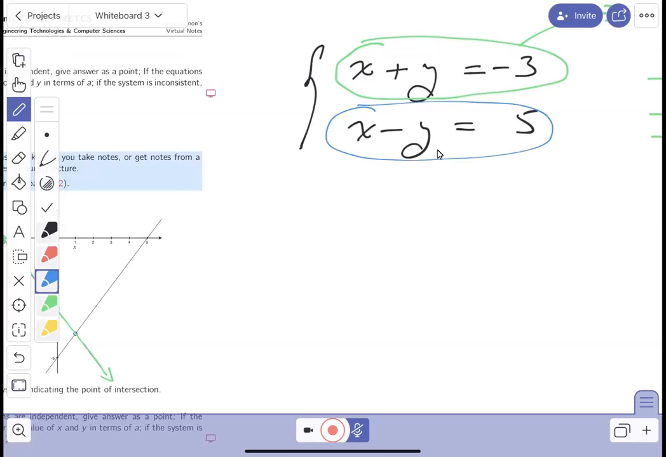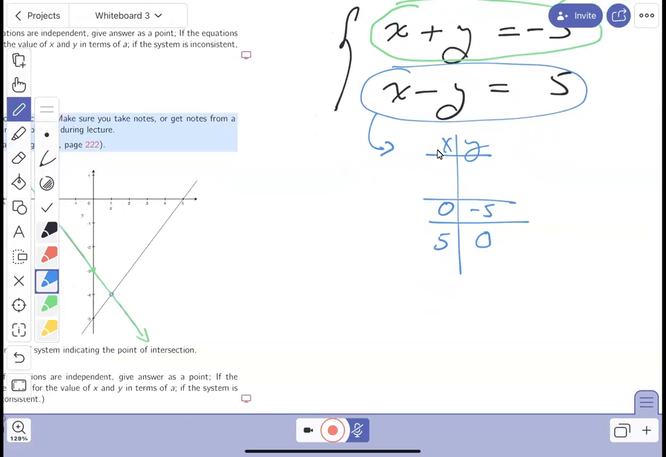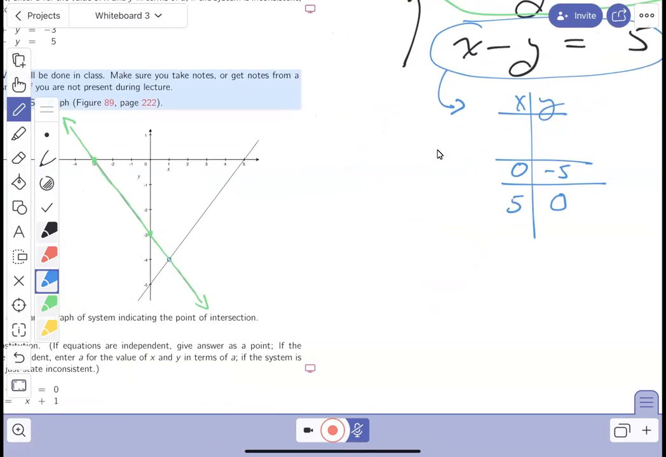Again, it's the technique of graphing. Well, if I chose x to be 0, what would you get for y? You would get minus 5. Fairly simple. It's a very simple equation. If you set y to be 0, you would get x is 5. I'm going to plot those 2 points, and those 2 points are 5, 0 and 0, minus 5. And then you would draw a line through that.